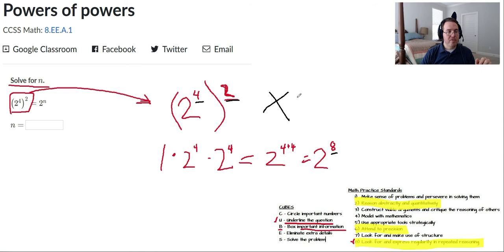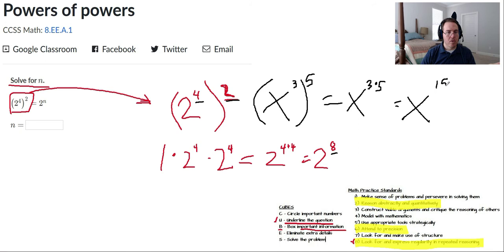When you have x to a power of, let's just say 3, in its own set of parentheses, and you're raising that to another power, like a power of 5, you can just multiply the powers together. That's going to be x to the 3 times 5, which is x to the 15th. Now, if we apply that rule to this problem, 4 times 2 is equal to 8, so our answer is 2 to the 8th power.